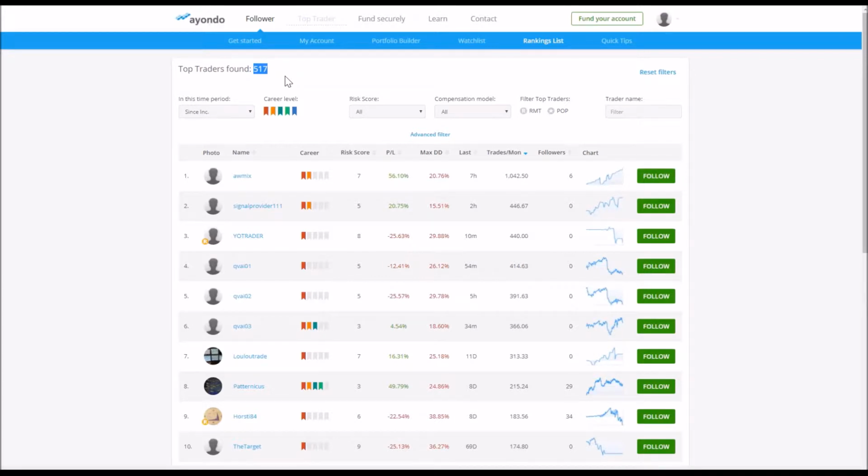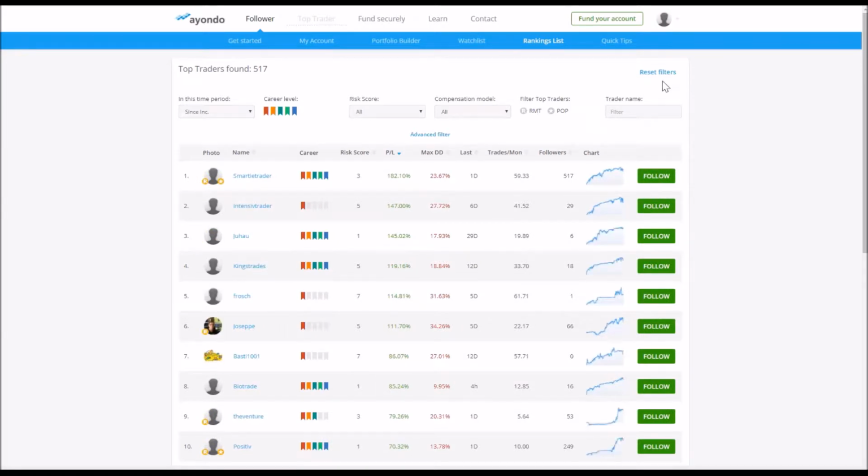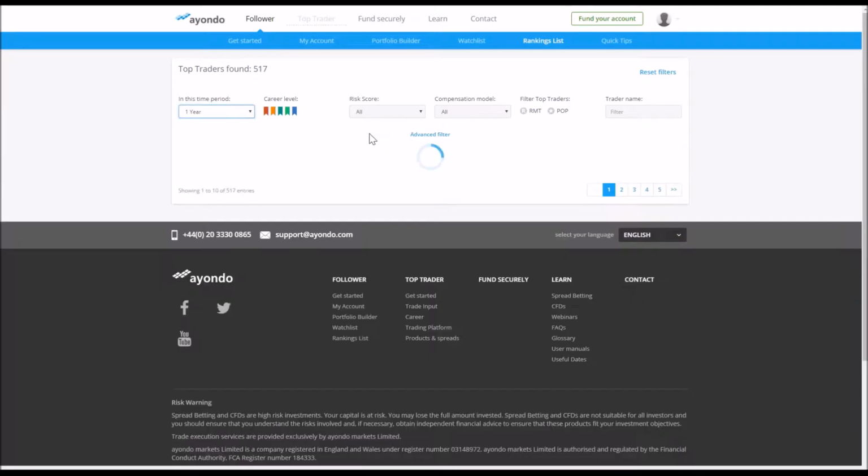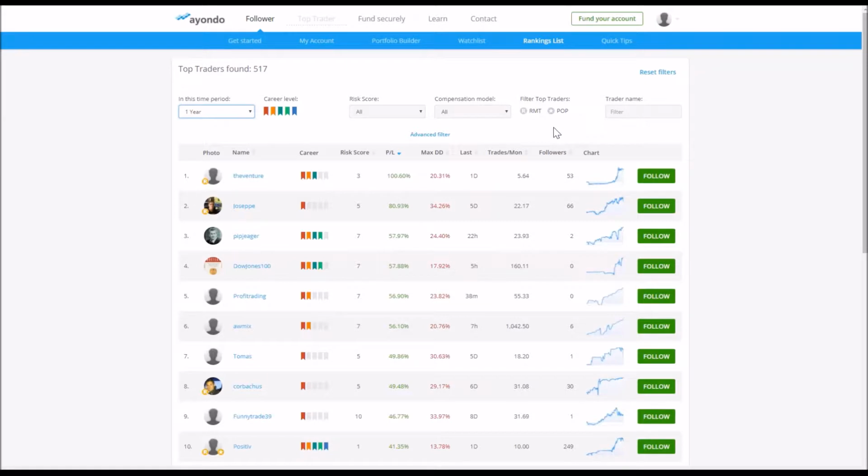So we can choose to follow some of these people. But let's sort by P&L. Here we go. So P&L, if I make it over the last year, it might make more sense. So P&L over the last year. So the best performer over the last 12 months of people who make their accounts publicly available is The Venture. And The Venture has made a smidge over 100% return. So it's doubled their account over the last year. You can see the P&L there of the chart of the account. We'll come to all these other things in a minute.